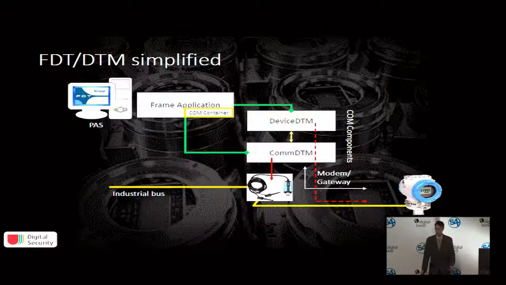And how does it work? The simplified FDT DTM architecture is given on the slide. We have a frame application here. It is a container that holds a bunch of DTM components. The components are divided into two types: the device DTM that talks to the application layer of the field devices and realizes their specific vendor protocol, and the comm DTM that interacts with the industrial bus and talks such protocols as HART, Profibus, Profinet, Modbus, and others.